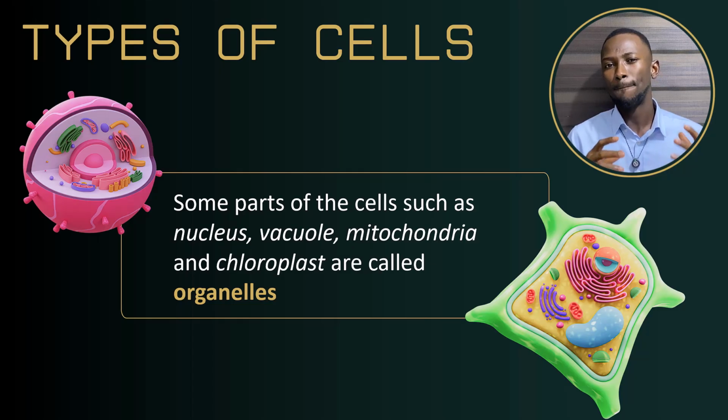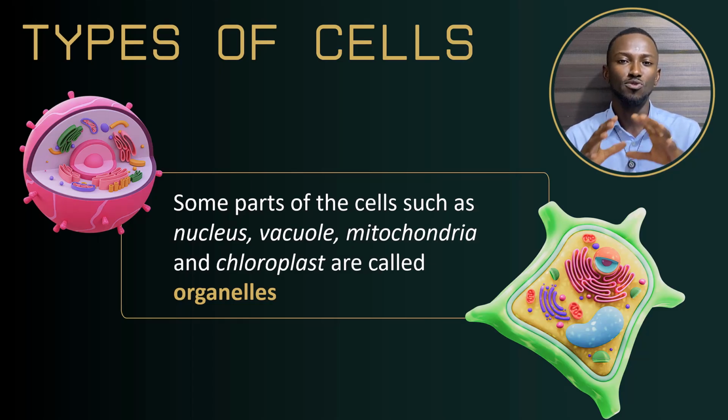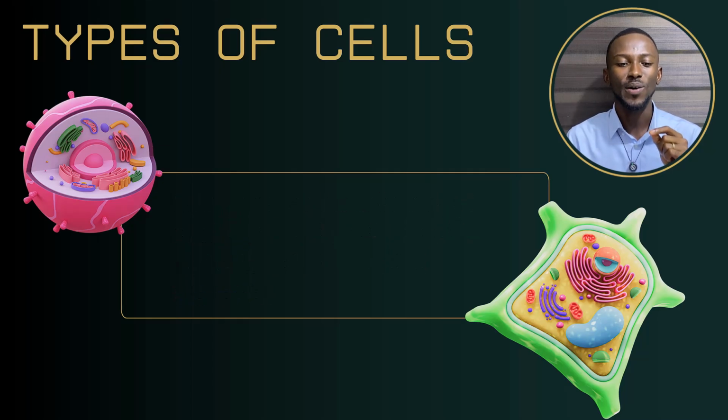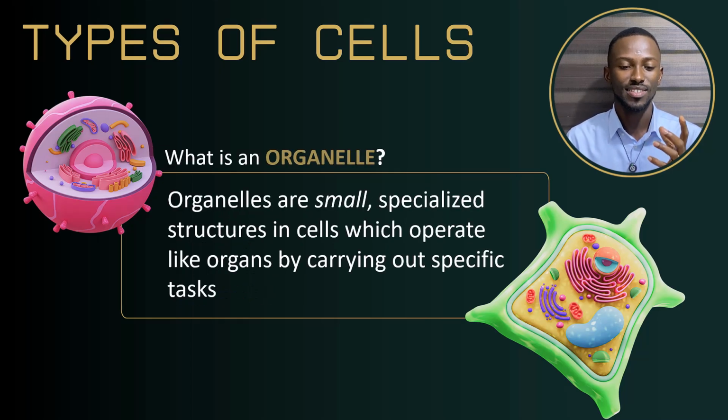But there are some parts of the cell, both plant cell and animal cell, that are referred to as organelles. Examples of these parts are nucleus, vacuoles, mitochondria, and chloroplast. These are parts of the cell that have been grouped and given a unique name, that is organelles. But when you are asked to define an organelle, what will you say? What exactly is an organelle?